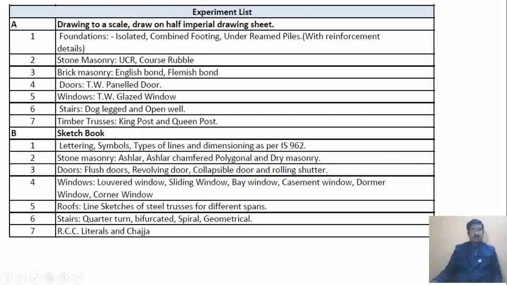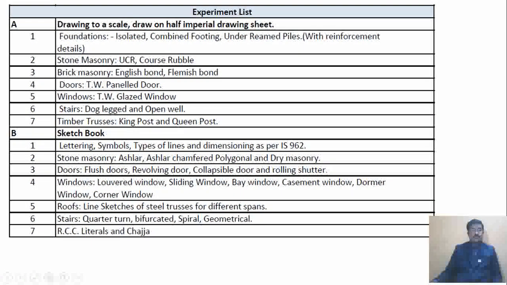The second part comprises a sketchbook, which has 7 exercises. The first includes lettering, symbols, types of lines, and dimensioning as per IS 962. Second is stone masonry: ashlar, chamfered, polygonal, tri masonry. Third is doors: flush doors, revolving doors, collapsible door, rolling shutter.